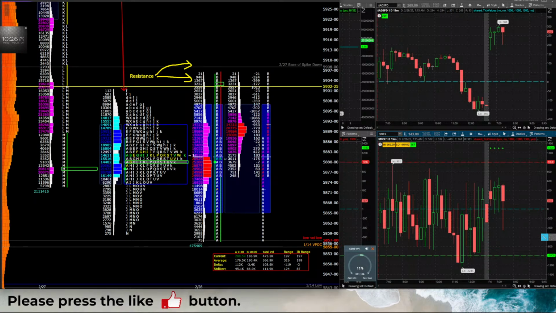RK says, all this chop doesn't feel like we're up 50 points from the low. You're right. It doesn't.